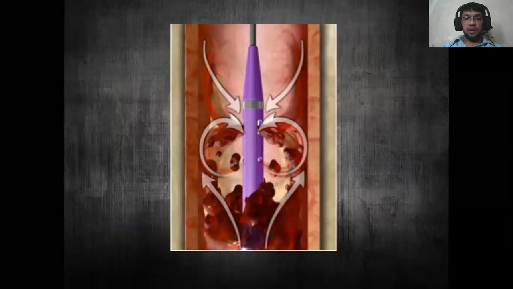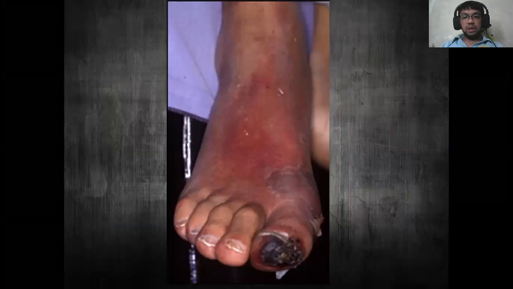This is the removal of the thrombus that has been formed in the blood vessel. As you can see here, this needs to be amputated since it already has a severe case of gangrene.